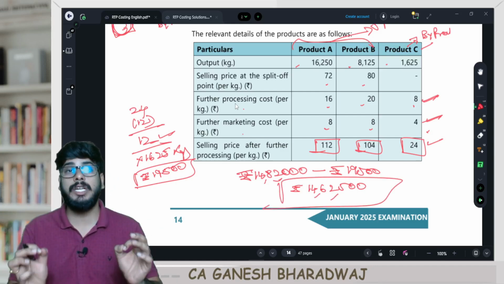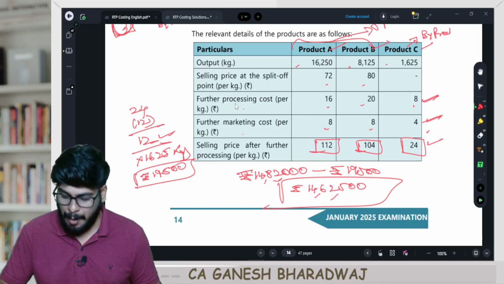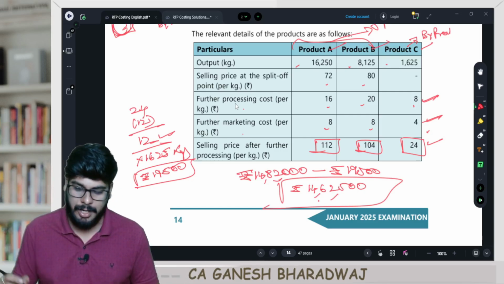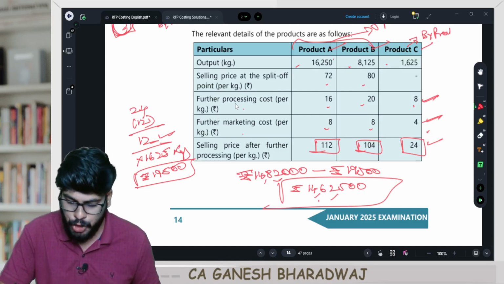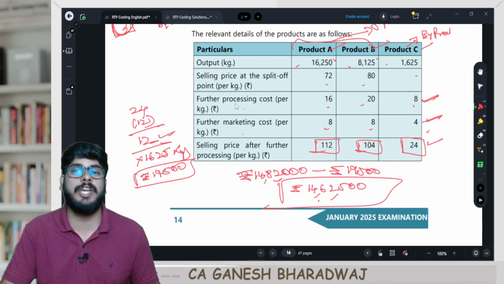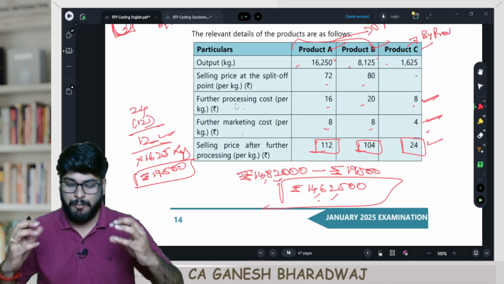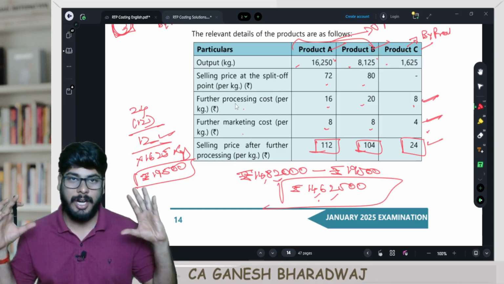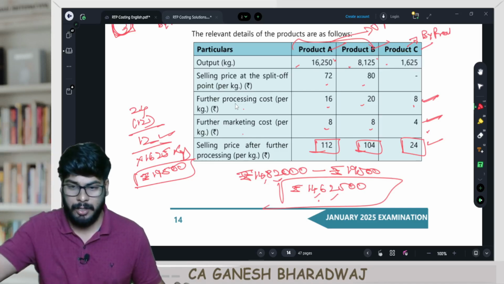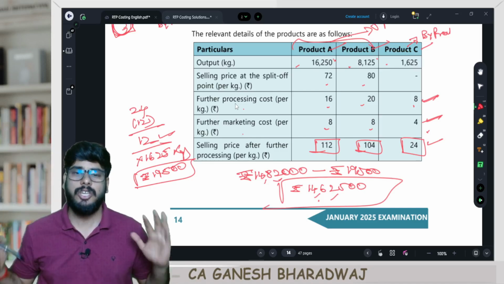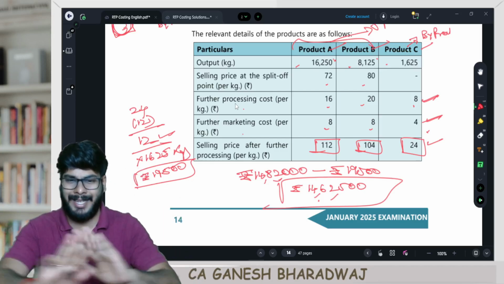This is the joint cost apportionable between the two products A and B. So I will apportion this 14,62,500 rupees between A and B using the physical units method, or in the proportion of 16,250 is to 8,125. Are you clear with this? As simple as that. And once you do that, product wise you get a share of the joint cost. So now what you need to do is take the sale value at split off point product wise less its share of joint cost, and you will arrive at your profit if the products are sold at the split off point. As simple as that, guys.